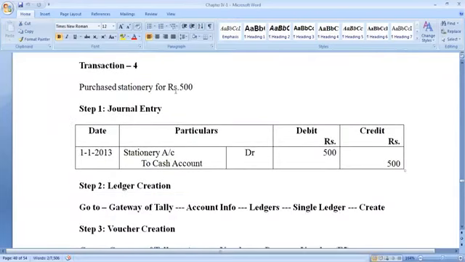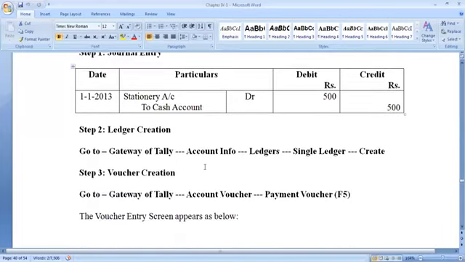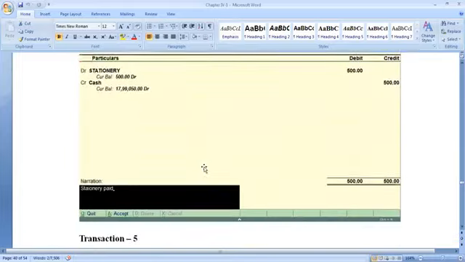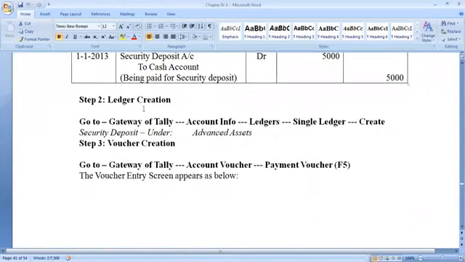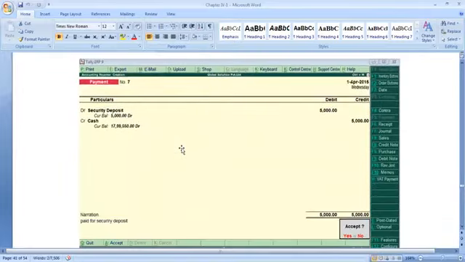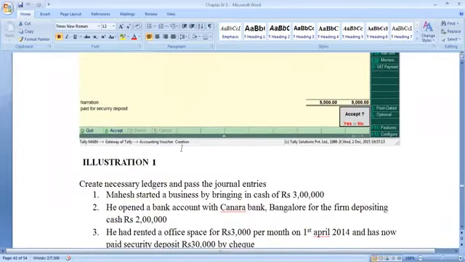Purchased stationery for rupees 500. So there is a stationery account debit to cash account. This is how the transaction goes on. Made a contract with Zoom Cable TV for advertisement and made a security deposit of rupees 5,000. So there is a deposit made. Where is the deposit made? In the security deposit. So what is going out? Cash is going out. The security deposit account debit to cash account. The ledger creation goes this way. This is how the entry will be passed in the books of accounts.